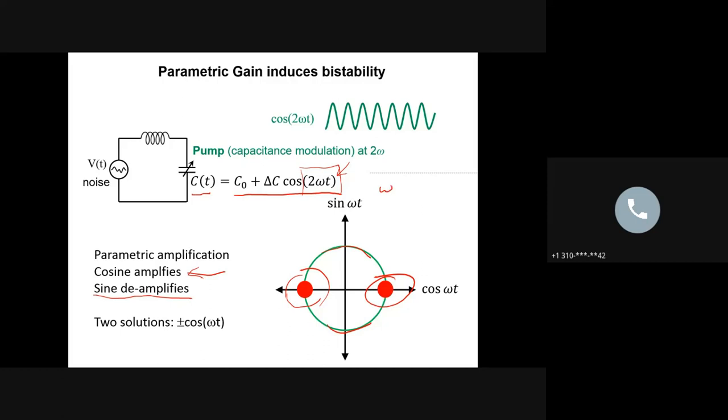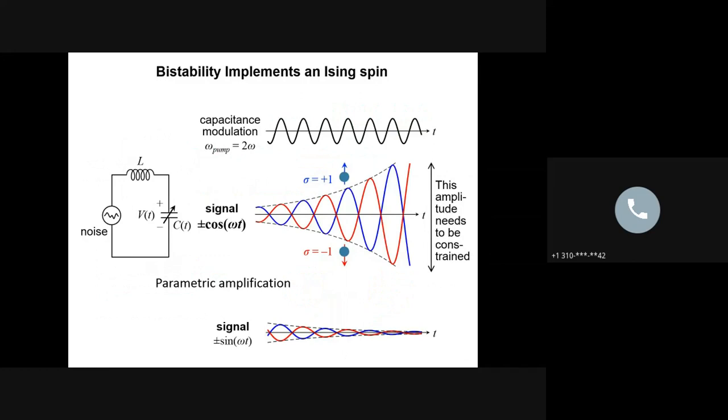This is a bistable oscillator because it tends to have either a plus cosine solution or a minus cosine solution. So that counts as our bistable system. You're modulating at 2 omega, but you're getting gain at omega. So you can see that within one period of the oscillation, you have two oscillations of the capacitor. And of course, it only applies to the cosine. The cosine grows, but the sine wave just sort of attenuates away. And so that's our bistable system.